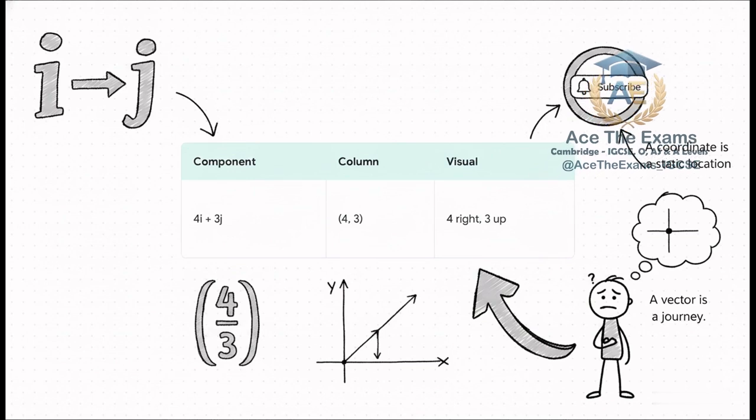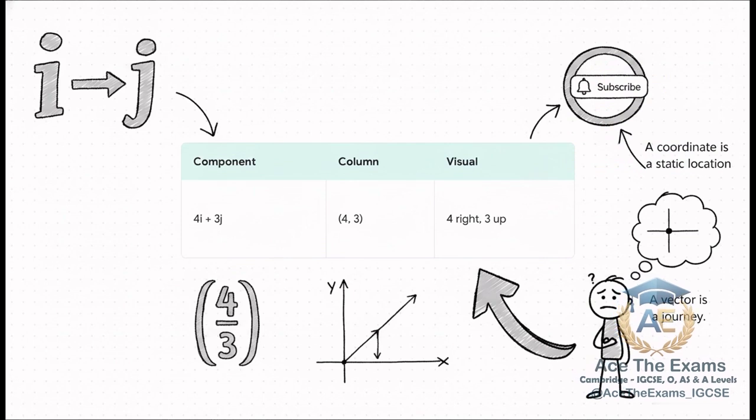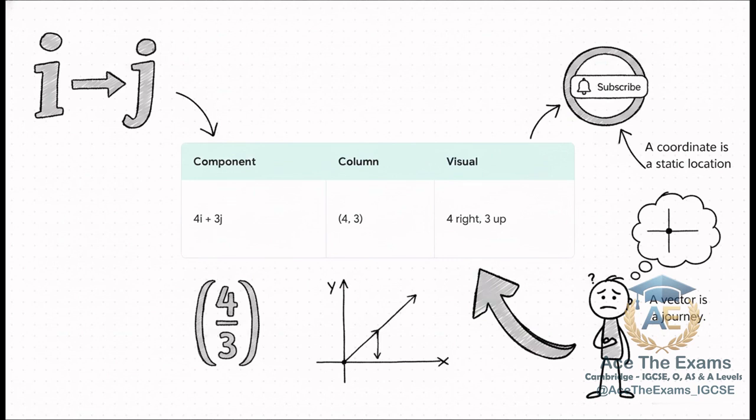The i is always your horizontal movement across the x-axis. A positive 4 means 4 units to the right. The j is your vertical movement up the y-axis. A positive 3 means 3 units straight up.